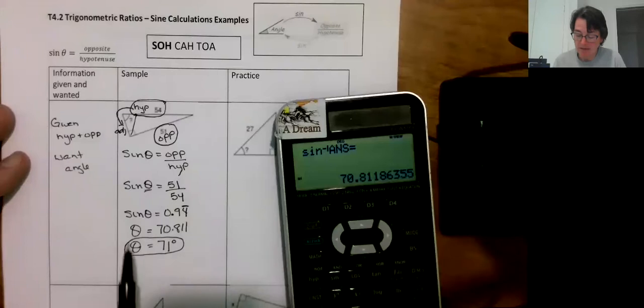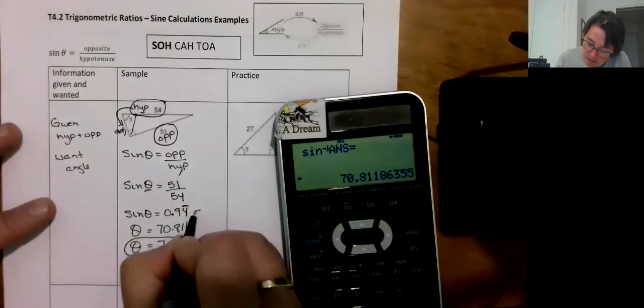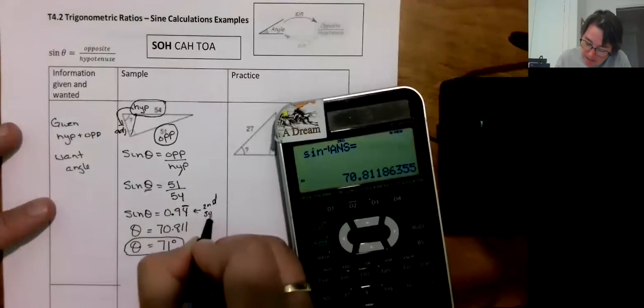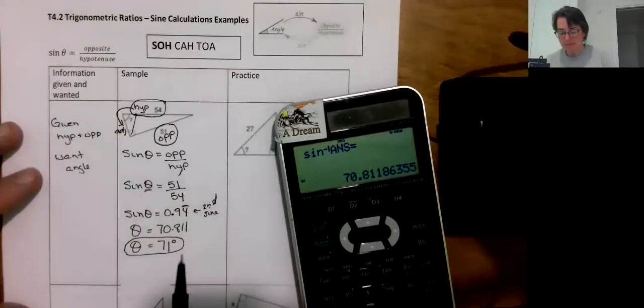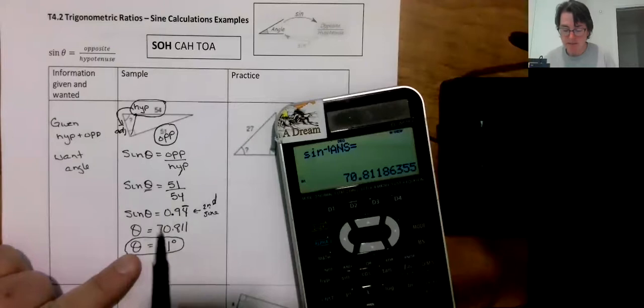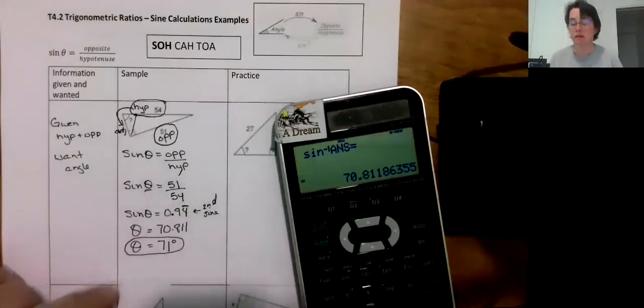So notice what happens. We hit second sine. At this point, when you get your final answer, the word sine disappears, and I threw in degrees because that's the actual measure of that angle.